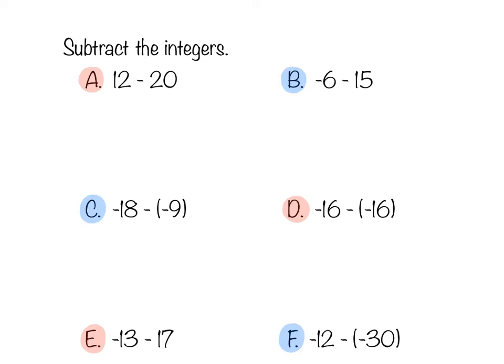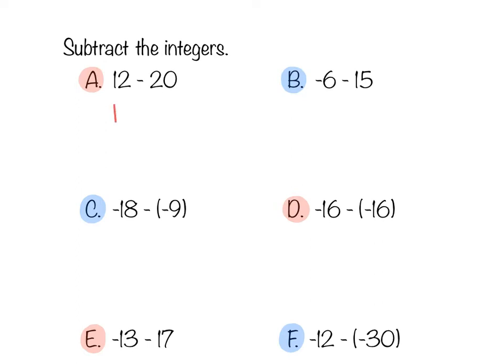All right, this is section 2.3, subtracting rational numbers. Before we get into the rational numbers part, which is the fractions and decimals, let's review how to subtract integers. Remember, when you subtract integers, you want to add the opposite of the second number.